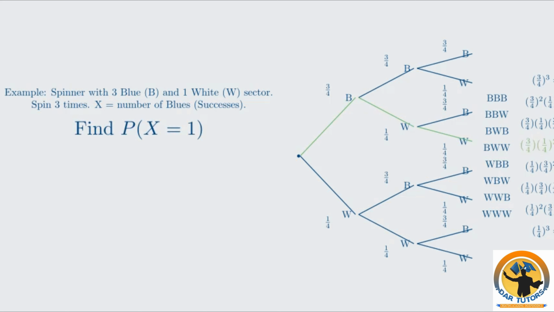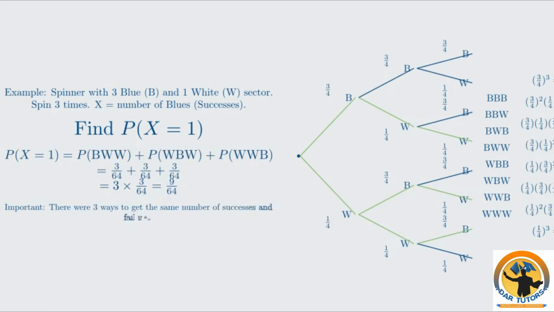These paths are BWW, WBW, and WWB. You'll notice that the probability for each of these sequences is the same, 3/4 times 1/4 squared, which equals 3/64. To find the total probability of exactly one blue spin, we add the probabilities of these mutually exclusive paths. We have 3 identical terms, so it's 3 times 3/64, which is 9/64. The important takeaway here is that there were 3 ways to get the same number of successes and failures.